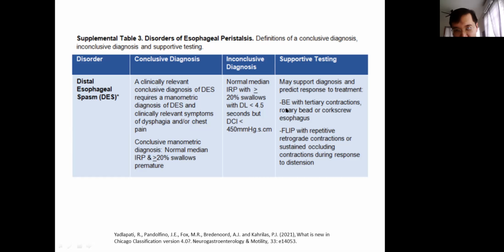So what to do in this type of situation, right? Sometimes to support your diagnosis, you can do a timed barium esophagogram, and you sometimes can see the corkscrew pattern, which is seen in distal esophageal spasm, or rosary bead pattern, seen in the barium swallow. And of course, sometimes you can also do an endoFLIP. Sometimes what you can pick up is repetitive retrograde contractions or sustained occluding contractions during response to the balloon distension.